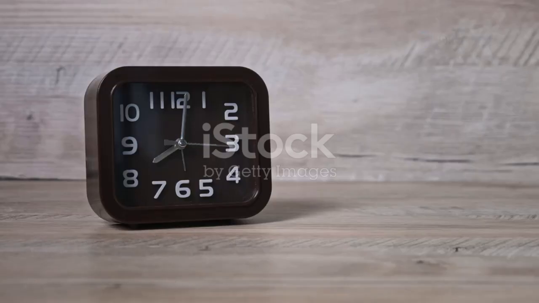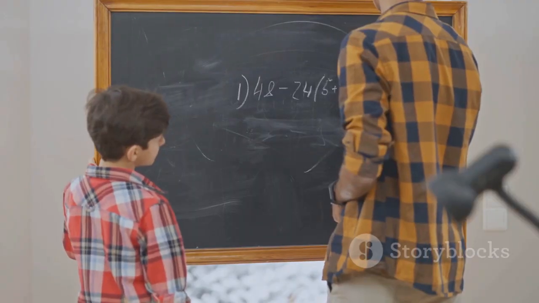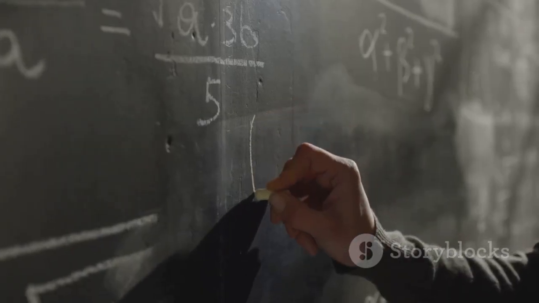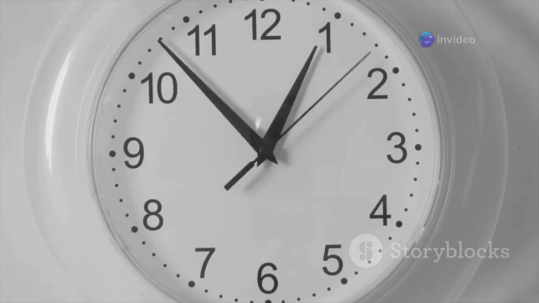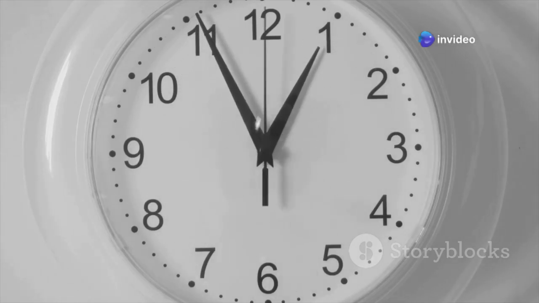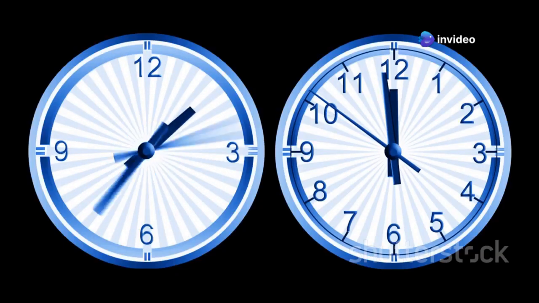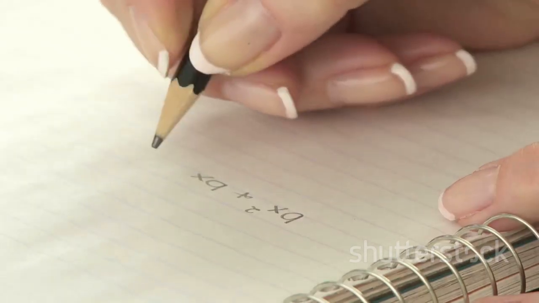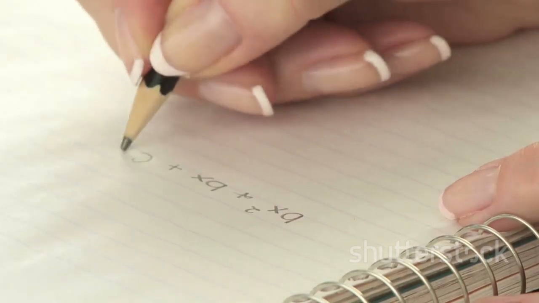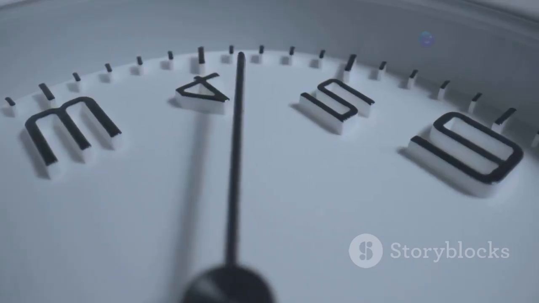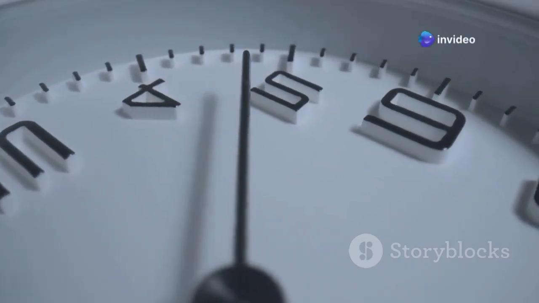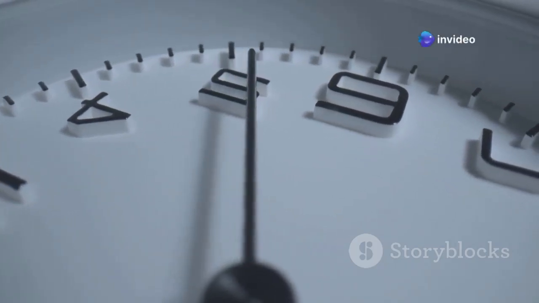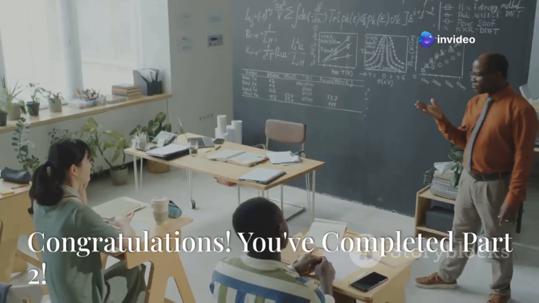Let's say it's currently 8:45 a.m. What time will it be in 5 hours and 30 minutes? To find out, we add the hours and minutes separately. Adding the hours, 8 plus 5 equals 13 hours. Since there are 12 hours in a standard clock, 13 hours is equivalent to 1 p.m. Adding the minutes, 45 minutes plus 30 minutes equals 75 minutes. Adding the hours and minutes together, we get 1 p.m. plus 1 hour 15 minutes equals 2:15 p.m.